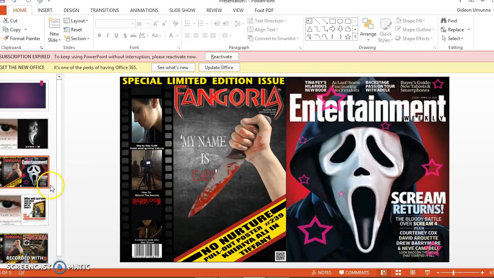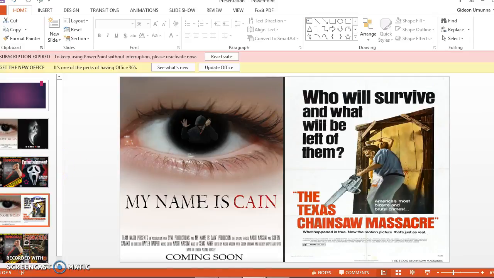Now we're going to move to comparing our film poster to Texas Chainsaw Massacre's film poster. Again, another similarity: we both show our weapon. We both show how our villain kills its victims. Again, we use the knife, and in Texas Chainsaw Massacre, they use, much more horrifically, the chainsaw.